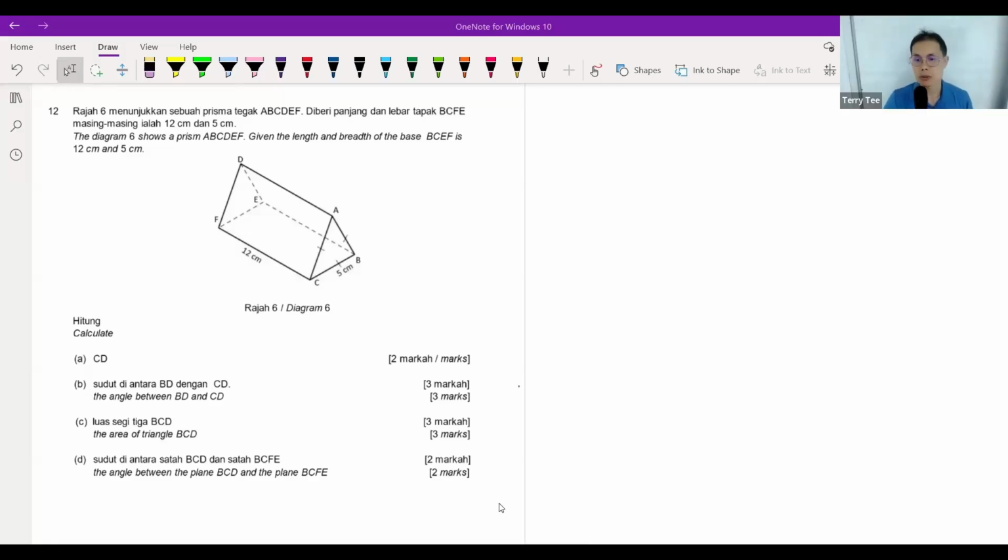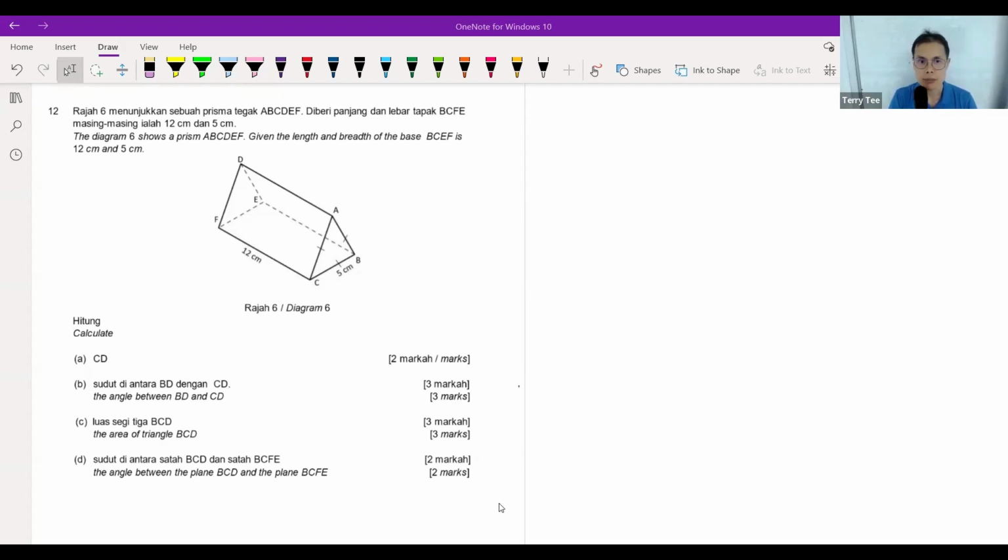Okay, so let's continue with question number 12. This is a very simple question from chapter 9, solution of triangles. Diagram 6 shows a prism ABCDEF, given the length and breadth of the base BCF is 12 and 5. You're supposed to find the length of CD.